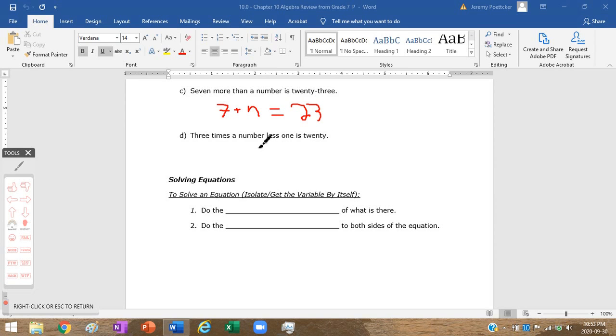3 times a number less 1 is 20. Ooh, tricky. We have to do something here to make sure we're doing this right. Sometimes this could get a little bit tricky, right? We could say the most obvious way to read this is 3 and let's call it q minus 1 equals 20.